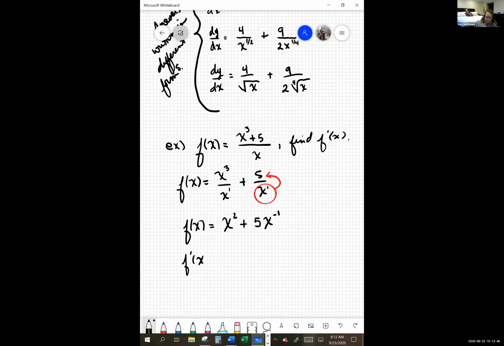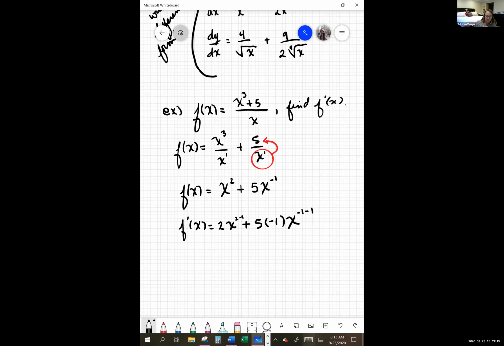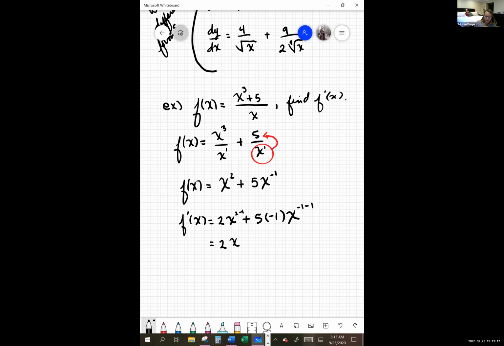So f prime of x is equal to, bring down the 2 in front, so we get 2x, subtract 1 from our exponent, so 2 minus 1 is 1, plus 5 times our exponent, -1, x to the -1 minus 1. This gives us 2x, 5 times -1, so really -5, x to the -2 power.